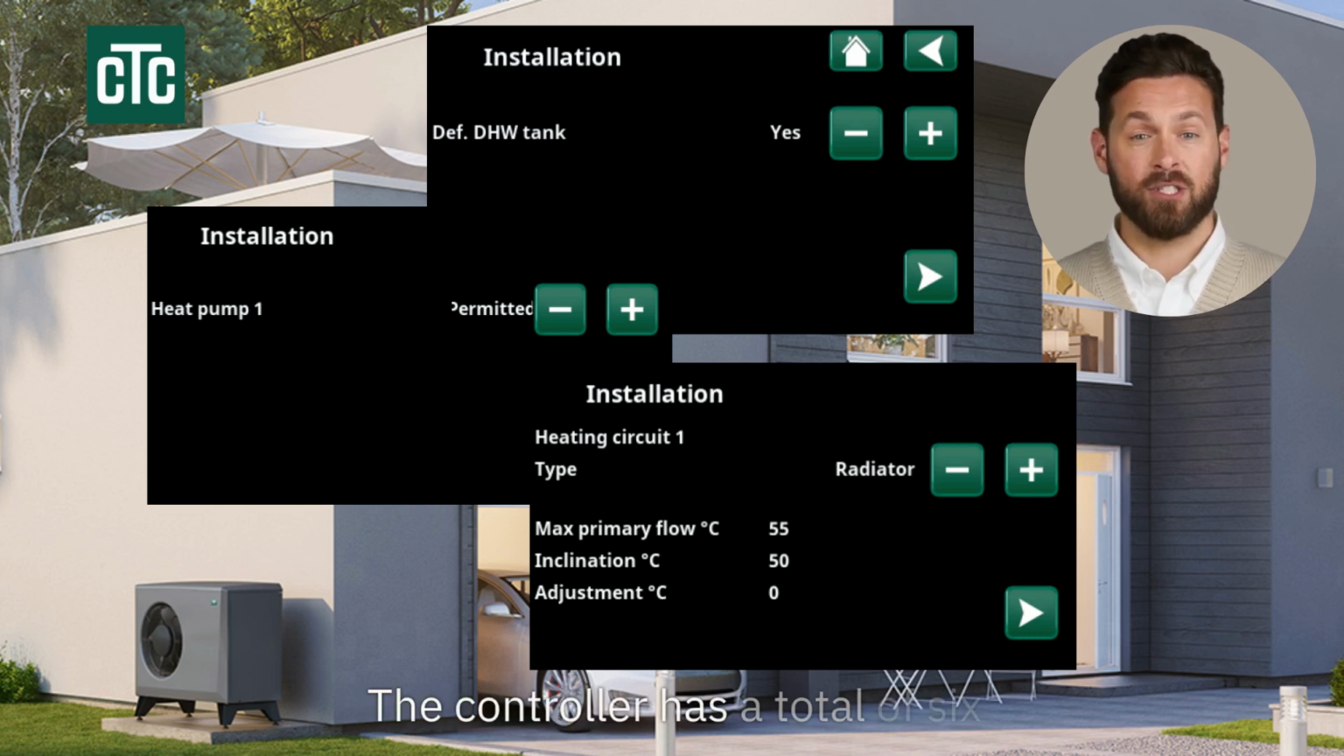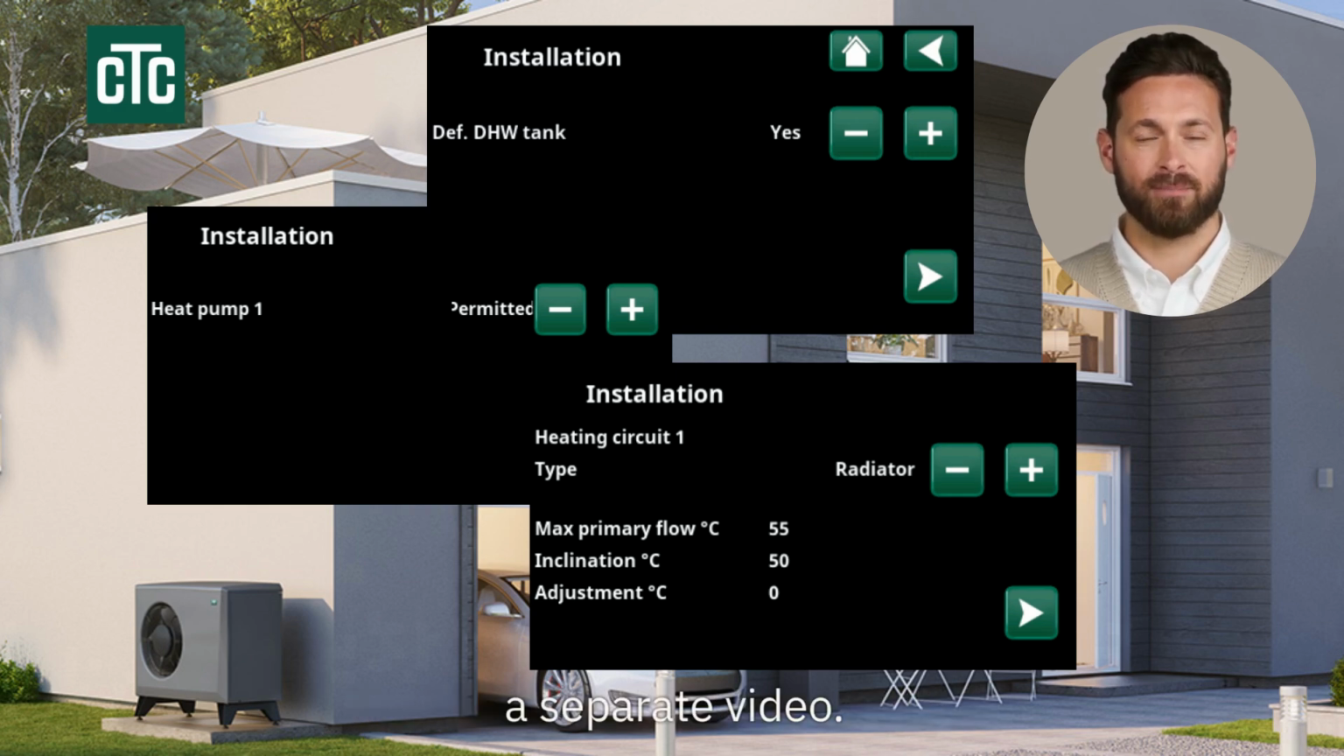The controller has a total of 6 different pre-programmed systems which are used depending on the property heating system configuration, additional heat source availability, and their location. I will explain the differences between them in a separate video.